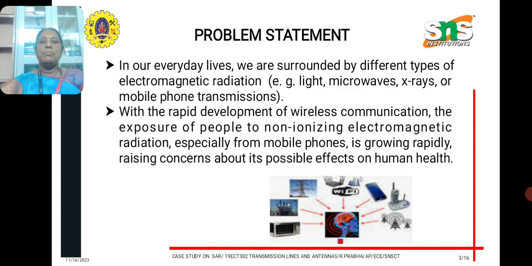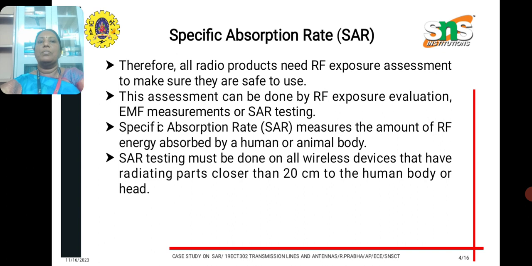And the problem statement: in our everyday lives, we are surrounded by different types of electromagnetic radiation. It is from lights, microwaves, X-rays, and also mobile phone transmissions. With the rapid development of wireless communication, the exposure of people to non-ionizing electromagnetic radiation, especially from mobile phones, is growing rapidly, raising concerns about its possible effects on human health. So now we need to know a term, SAR.